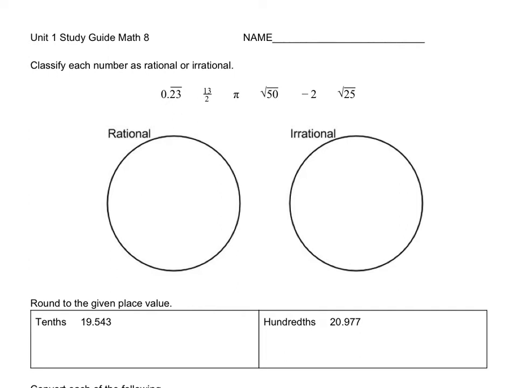You do know how to write that as a repeating decimal or as a fraction, so let's put it as a rational number, cross it out because we used it. 13 over 2 is already in fraction form, so you can be assured that it is rational. In fact, it's called an improper fraction.